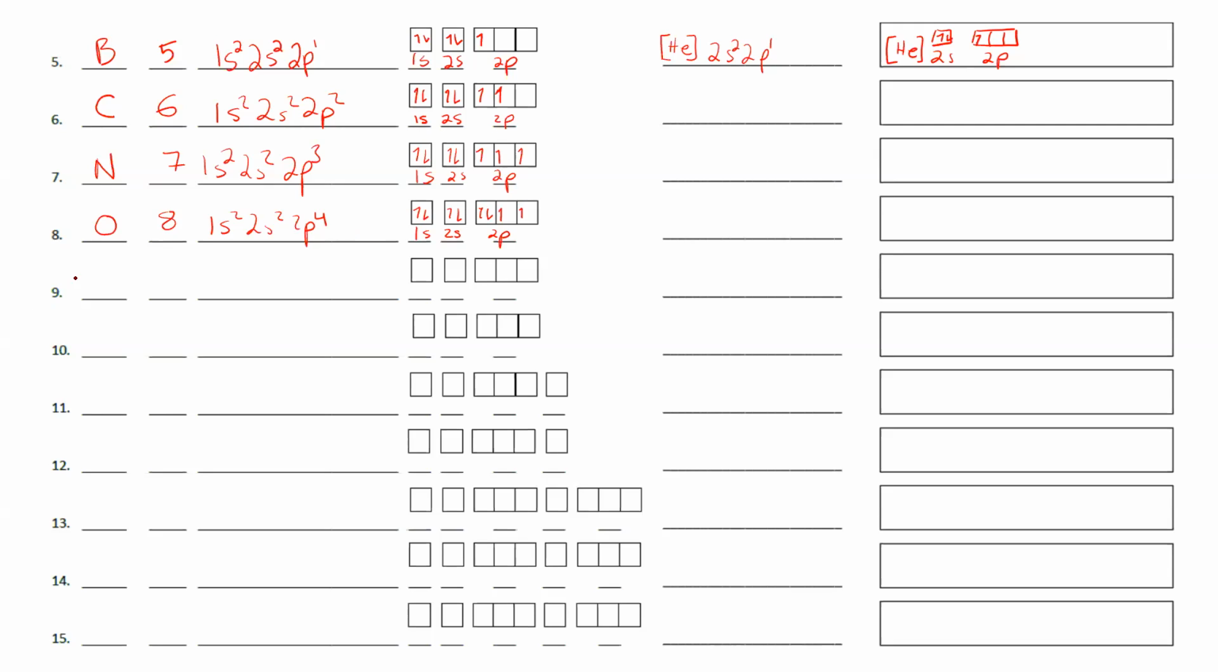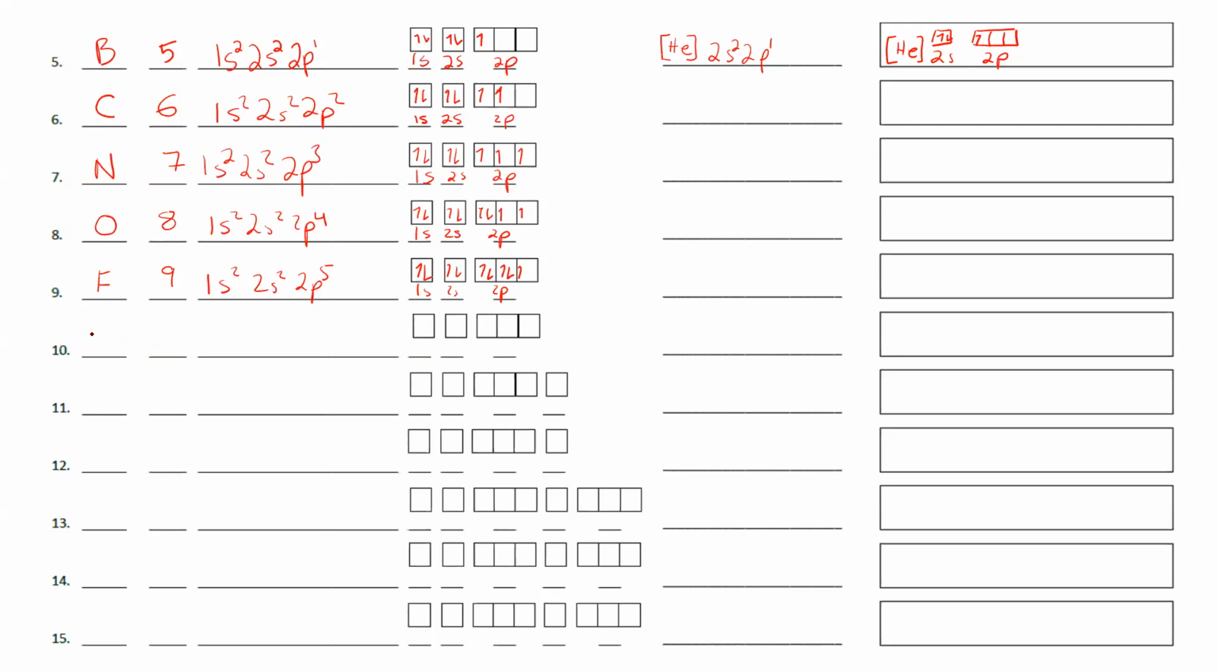Okay, next we're going to look at fluorine with 9 total electrons in it. And so this one will be 1s2, 2s2, 2p5. So we have our 1s, the 2s, the 2p orbitals, and we fill in the electrons. 1, 2, 3, 4, 5, 6, 7, 8, and there's our 9th electron there.